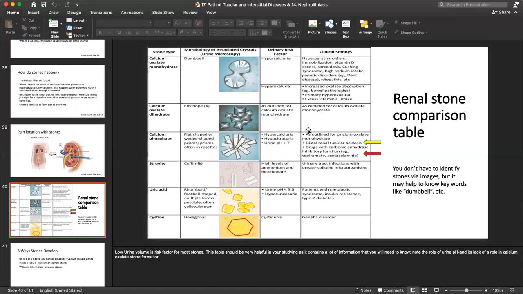The important one to know is our calcium phosphate. They look like wedge-shaped prisms, or rosettes. And they're going to have high calcium, low citrate, and high urine pH. I probably know that. And they've got distal renal tubular acidosis, or drugs with carbonic anhydrase inhibition.